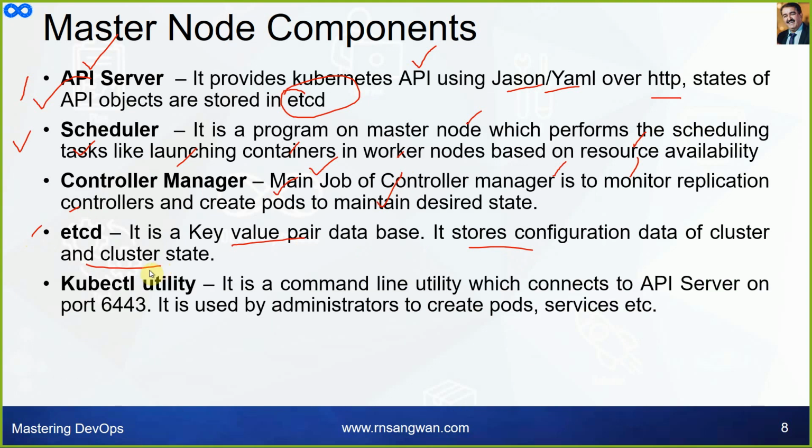It deployed all these pods, and these were the basic pods running when I deployed the cluster for the first time. Then the command line utility kubectl. It is a command line utility which connects to the API server on port number 6443, used for administration, and it is used by administrators to create pods, services, deployments, replica sets, resources, all storage, everything.